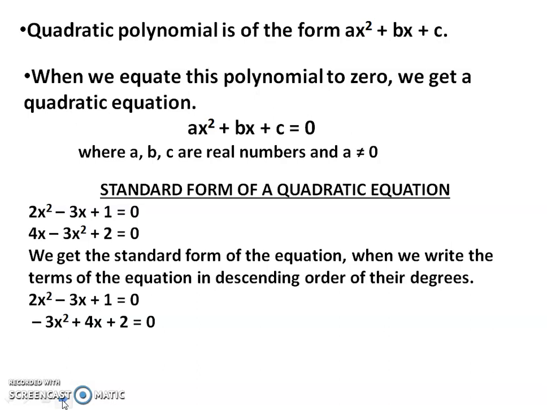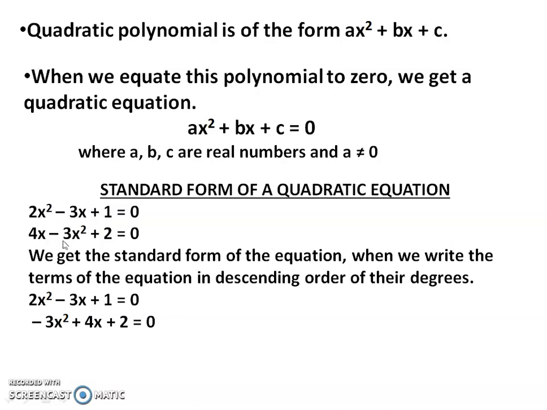But when we write the terms of the polynomial in descending order of their degrees, we get the standard form of the equation. So here if I see 2x square minus 3x plus 1 equal to 0, the degrees are 2, 1 and 0. Here x square is having the degree 2, x is having degree 1 and here the constant is having degree 0. So the highest degree, then the lower, then the smallest. So this is the standard form.